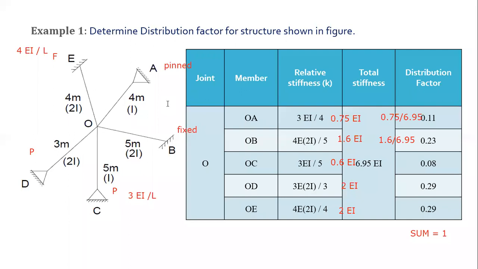But suppose in the exam, the geometry is given, and you are asked what is the moment that is going to be distributed to each member if the central joint is loaded by a 200 kilonewton meter moment, so what shall you do? You simply multiply each distribution factor with 200. That will give you an idea about what proportions of moment will be carried by each member. Is that clear? So this is all about today's lecture.